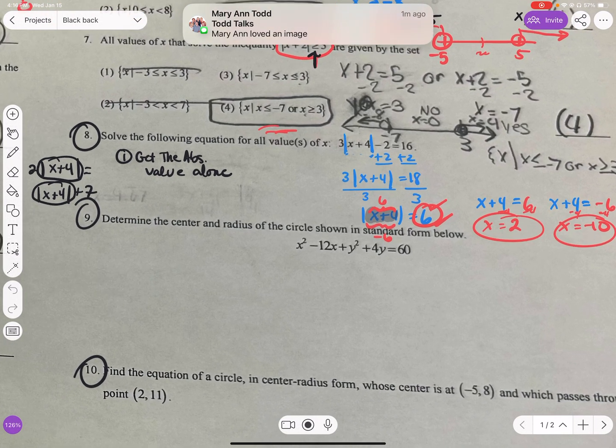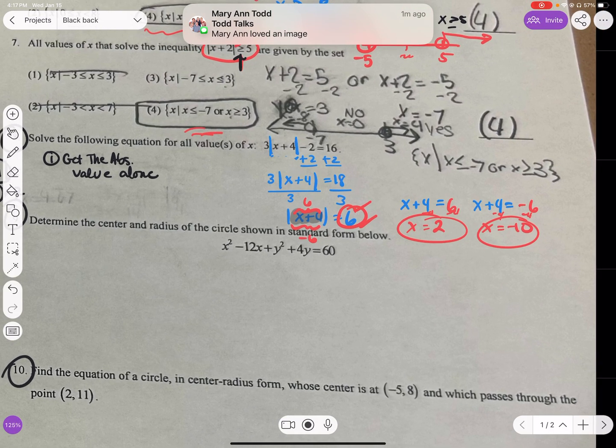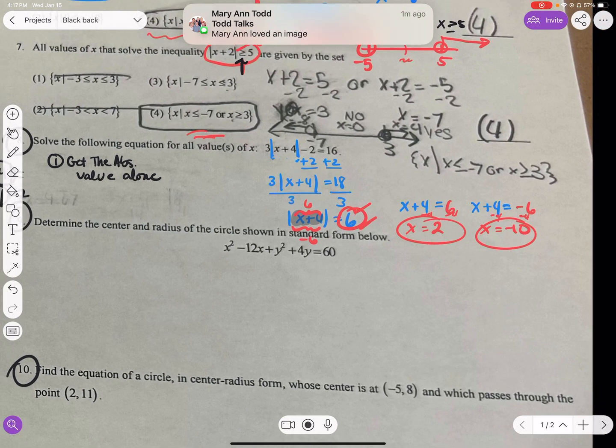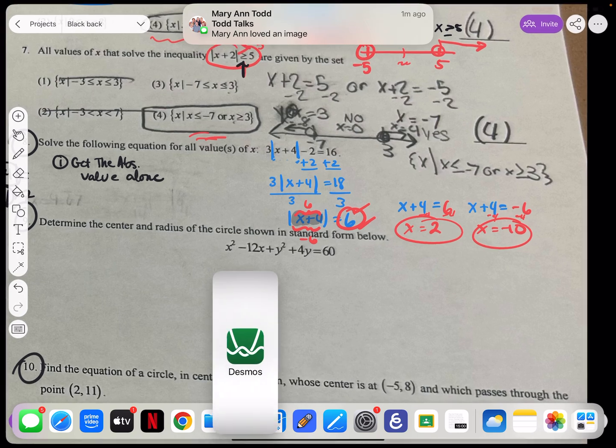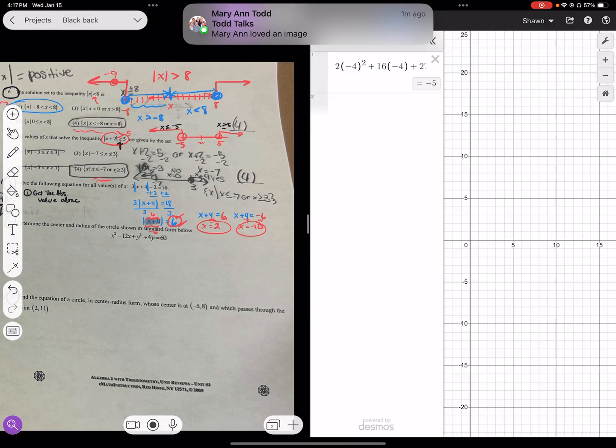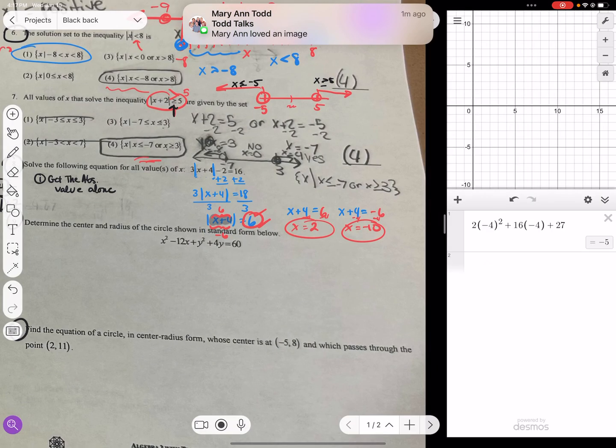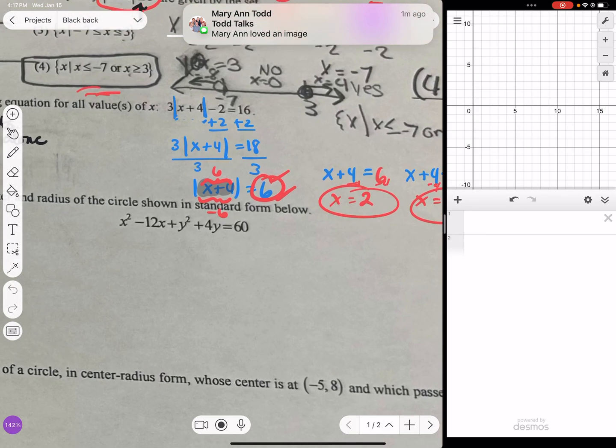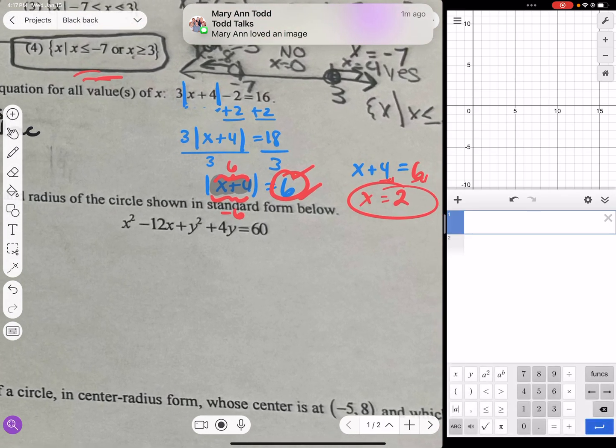And then let's see here. Number nine is just a doozy of an equation. So first off, I'd like to point this out. Here's the cheat for it. Grab your Desmos calculator or whatever calculator you have, just get good with it. You could type in your equation like this.